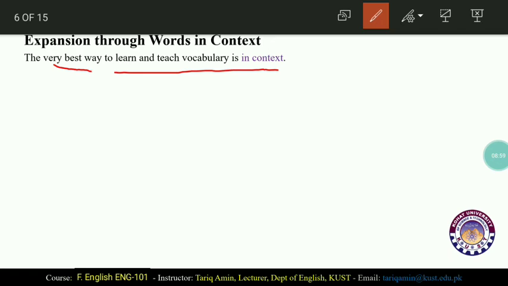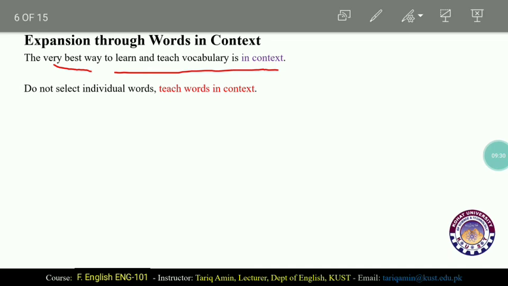And if you want to teach words to students, the best way is to teach vocabulary in context. If you teach a word in context, the students will be able to memorize it and apply it in different contexts. Until and unless you teach vocabulary in a particular context, the students will face difficulties in understanding the word and after that in using the word in different contexts.